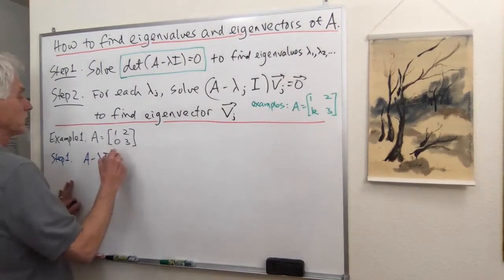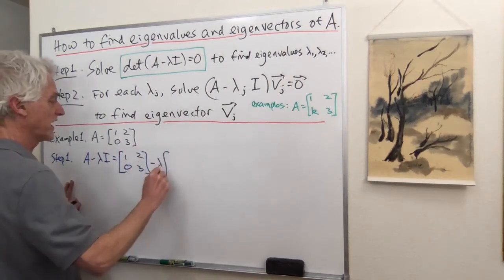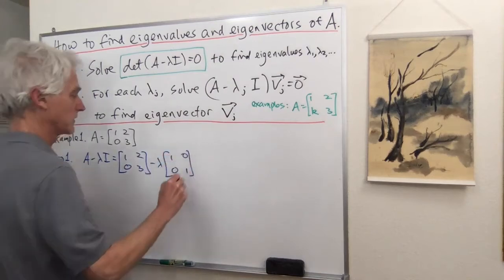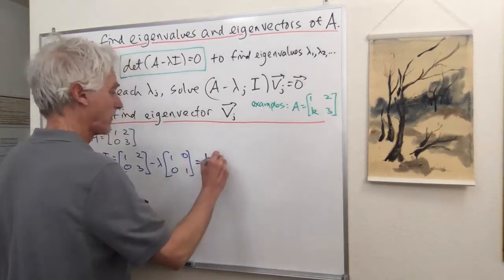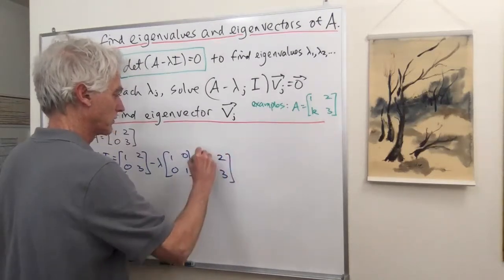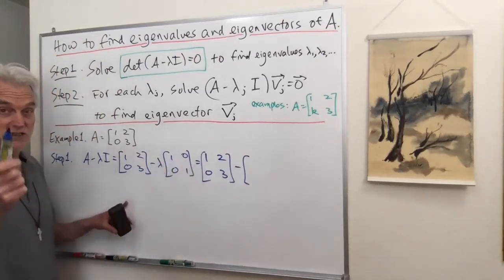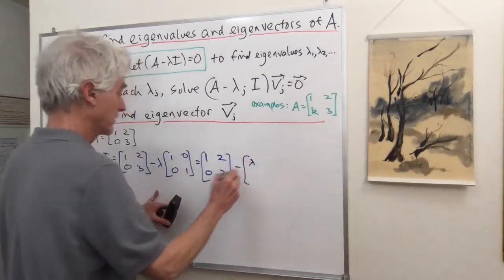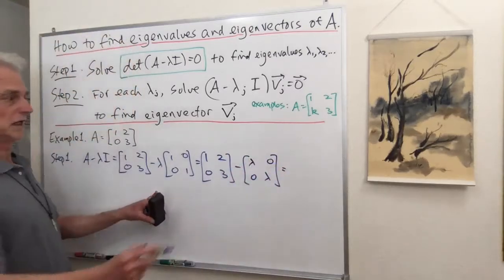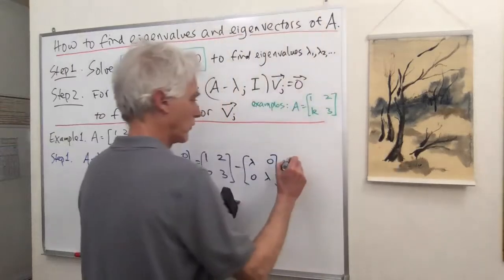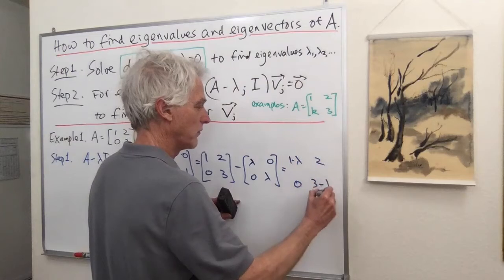Well, first is going to be 1, 2, 0, 3 minus lambda times 1, 0, 0, 1, which is going to be 1, 2, 0, 3 minus lambda times this matrix, multiplying each of these entries by lambda. That's lambda, 0, 0, lambda. And so I get 1 minus lambda, 2, 0, 3 minus lambda.